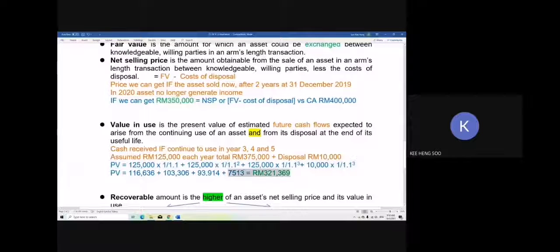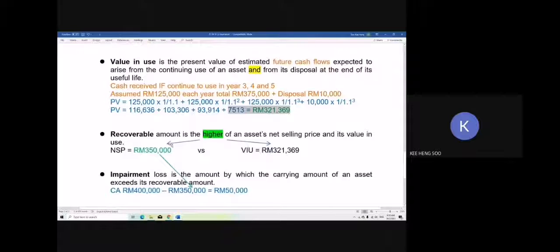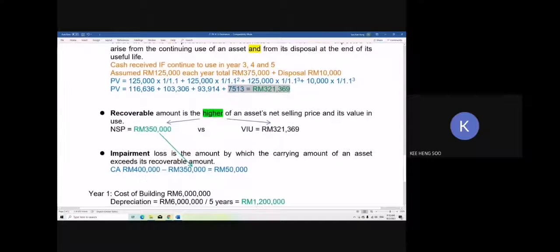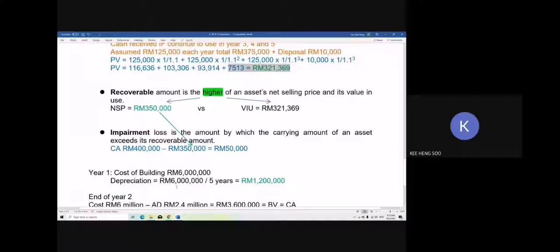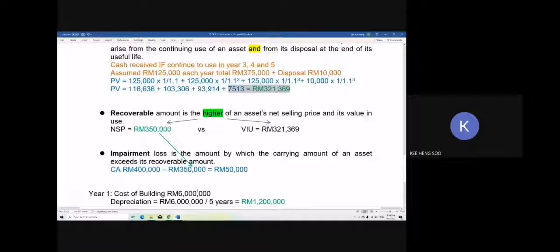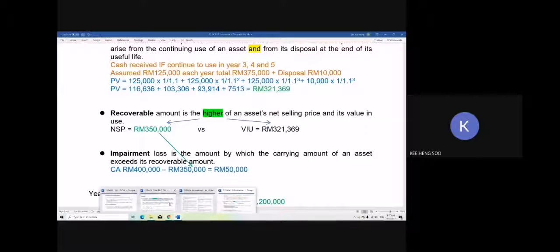So I choose the higher, then I need to calculate the impairment loss and so on. But it's your own example, so this will stop you from copying. Also, you can see my example here already. Clear? So that is how the coursework looks like. I already told you in detail how it looks.